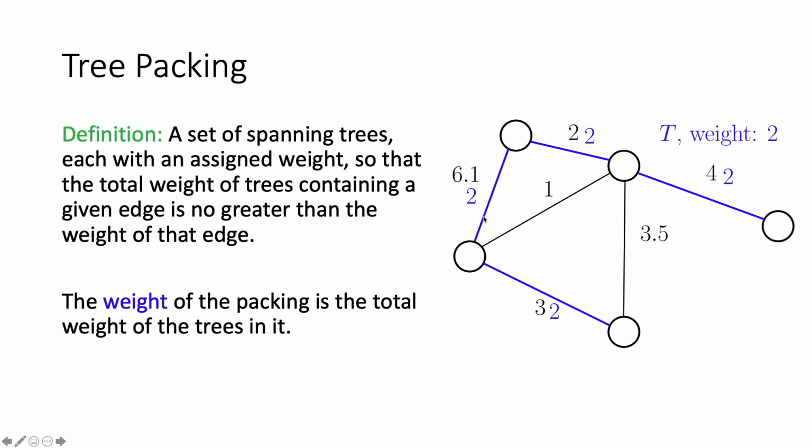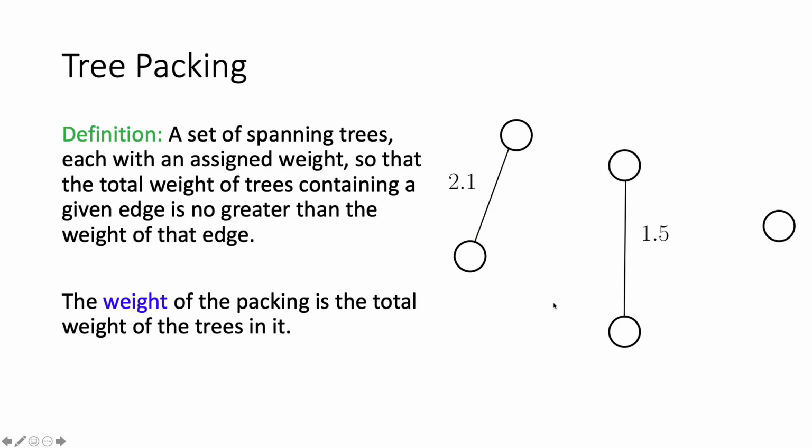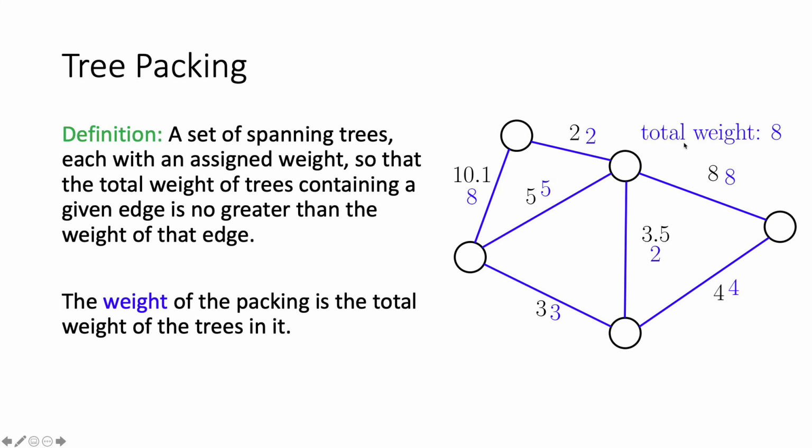So if you see here, the tree in the packing has weight 2. However, if you look at how much capacity of the minimum cut this tree uses, remember the minimum cut is right here, it actually uses 4. So the result of that is that although my packing has total weight 8, I actually saturate all the edges on the minimum cut, which is of weight 10.